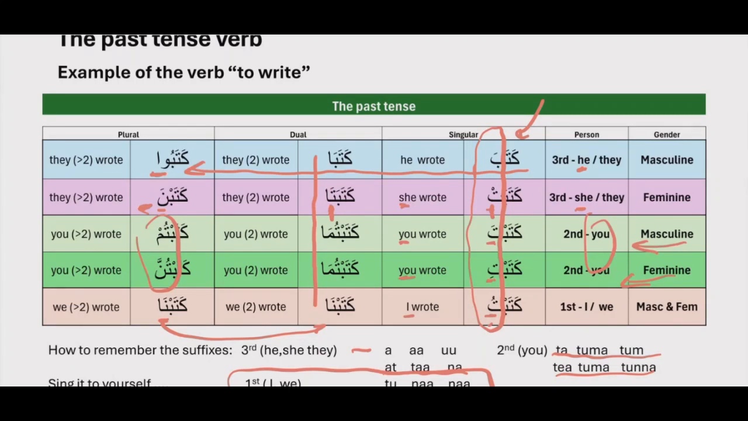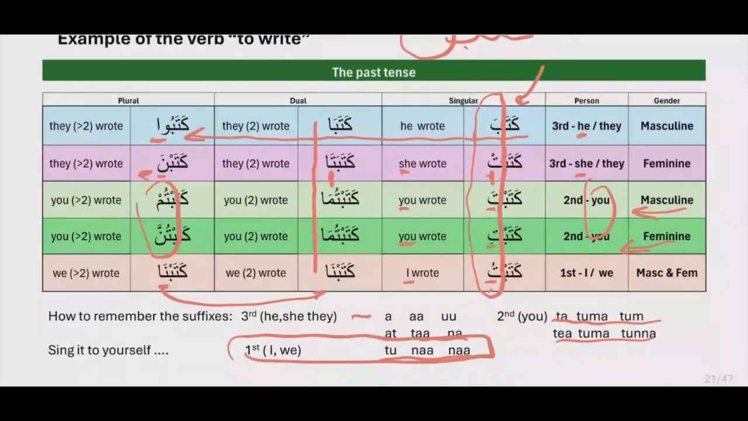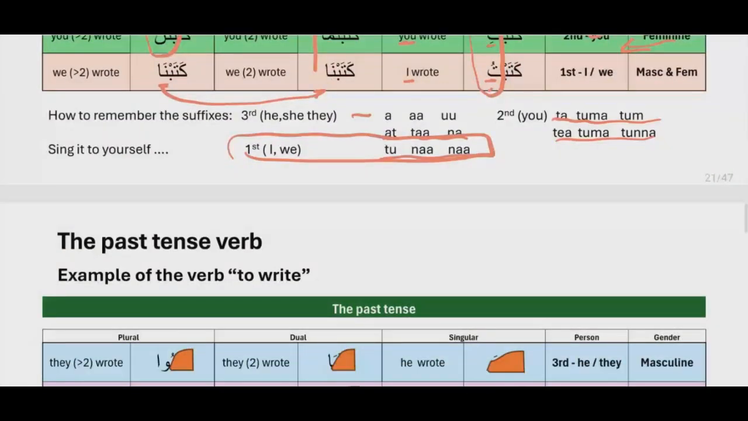The other feature of the past tense is that you have the verb kataba, and then you're adding only this part to it in one way or the other, and this makes it past. So it's like a suffix, like you're putting something at the end of the verb to show the verb is past tense. I don't know if you see the link I'm trying to make here. So when you're adding something only to the end, you remember it to be the past tense of that particular verb.